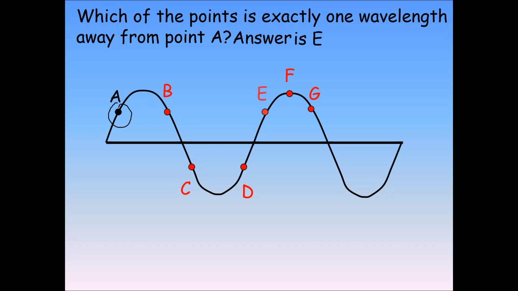So the answer is E. E is actually one complete wavelength apart from A. When you check E, this is one complete wavelength, because here we started the wave and then we completed it. Then again from the same point a new wave started. That's why E is the right answer for this.